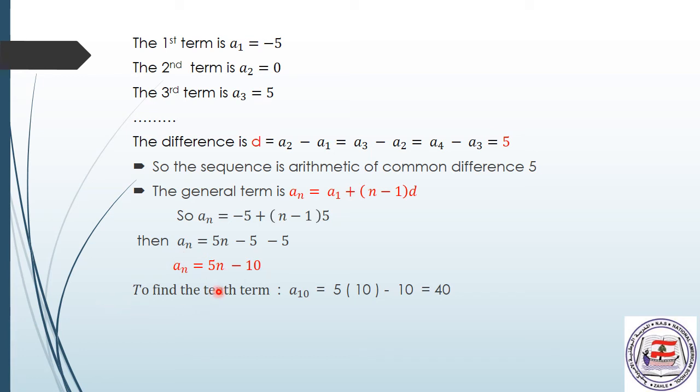To find the 10th term of this sequence, all we have to do is to replace n by 10 in the general term. So we get a10 = 5 times 10 - 10, so it's 40.